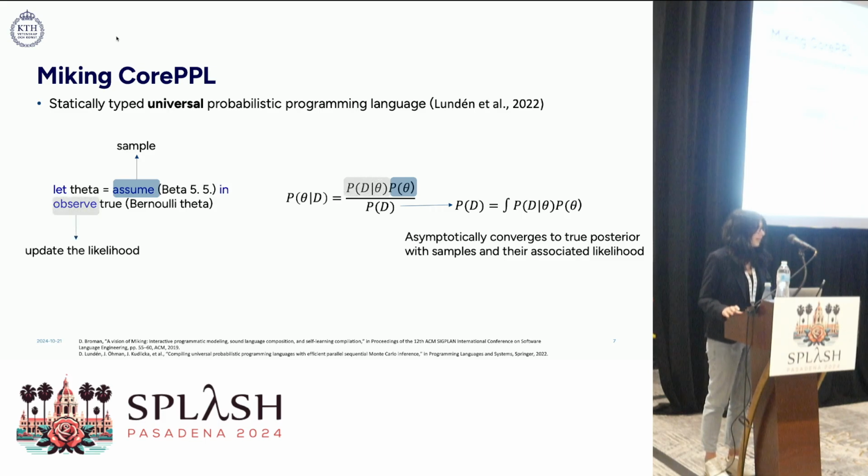And next, we have updating the likelihood, and this corresponds exactly to the likelihood in the Bayesian formula. So in CorePPL, we just write our model defined with the prior and the likelihood, and then the inference part, and in CorePPL, it is Monte Carlo methods, which just give us the posterior at the end.